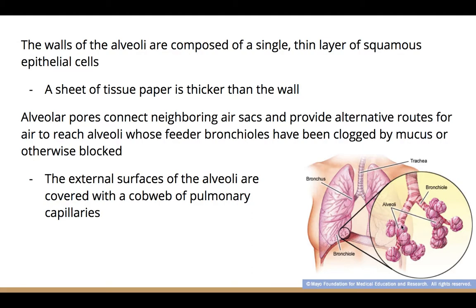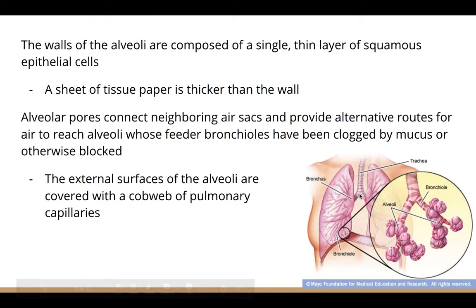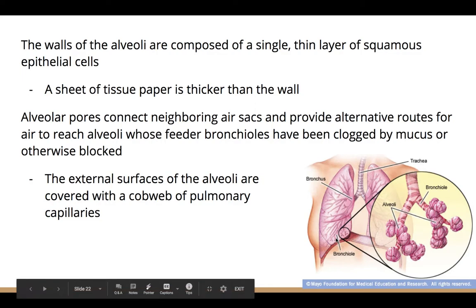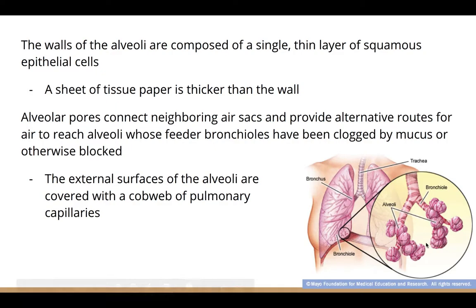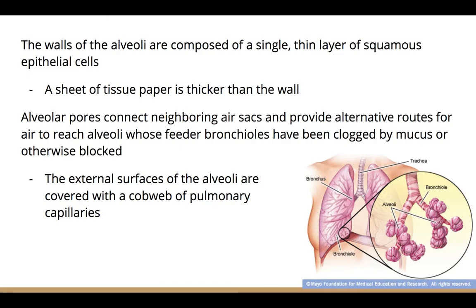So here's the alveoli, here's the bronchiole, and once again, trachea, bronchus, right here, and then the bronchiole is like the little tiny branches, and then the bronchiole branches off into little clusters of grapes or air sacs called alveoli. So the alveolar pores connect neighboring air sacs and provide alternative routes for air to reach alveoli, whose feeder bronchioles have been clogged by mucus or otherwise blocked.